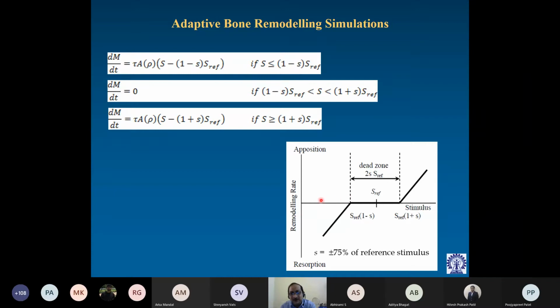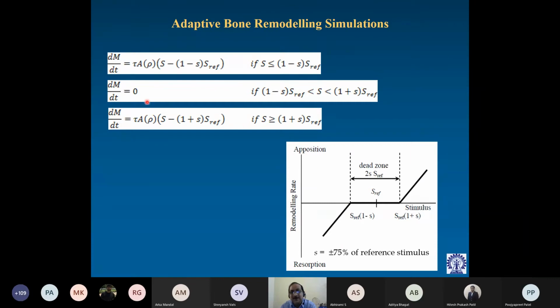This is the zone, which is, sorry. Yeah, no. This is the first zone, the resorption. So we have S minus S ref, but this is on the left hand side. So here S is less than or equal to this. So this is the zone that refers to the first differential equation.